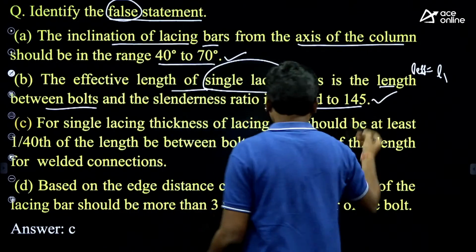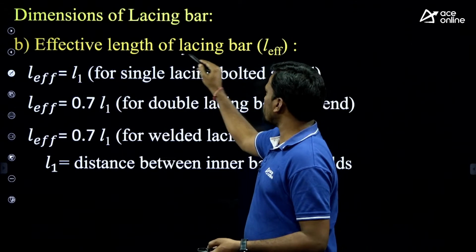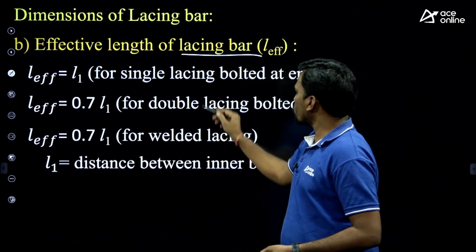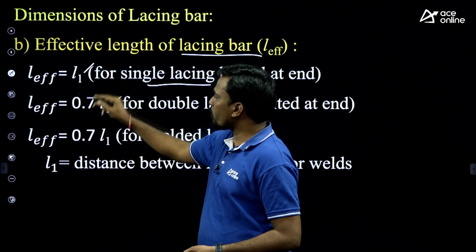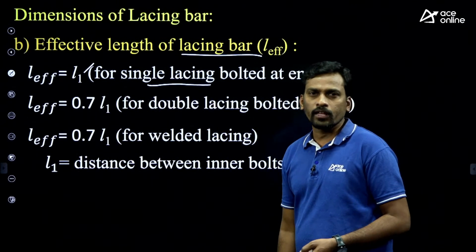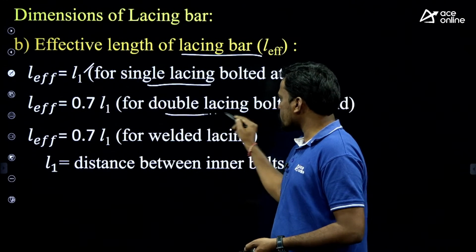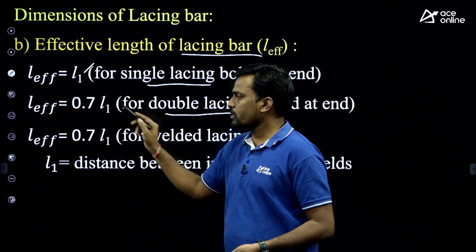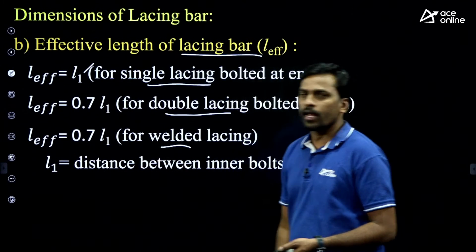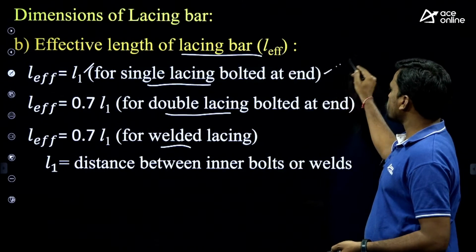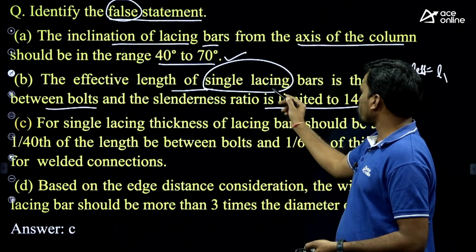If you want, I gave this one here. Look at here. So effective length of lacing bar. For a single lacing system, effective length equals L1. What is L1? Distance between the inner bolts or inner weld. If it is a double lacing, what is the effective length? 0.7 times L1. Then if it is welded case, also 0.7 L1. But he gave this statement. Okay. Right. So statement 2 is also correct.